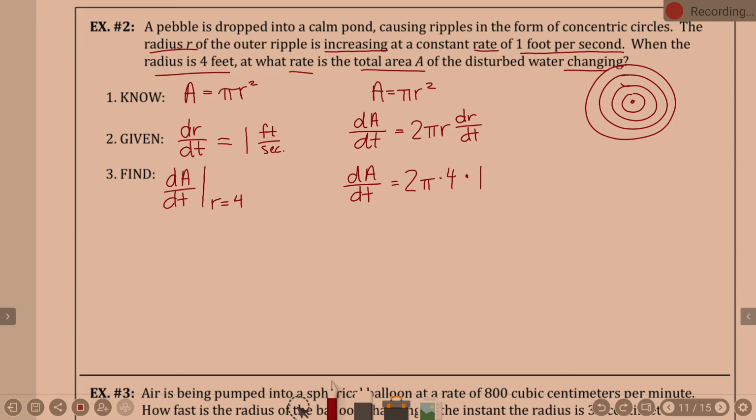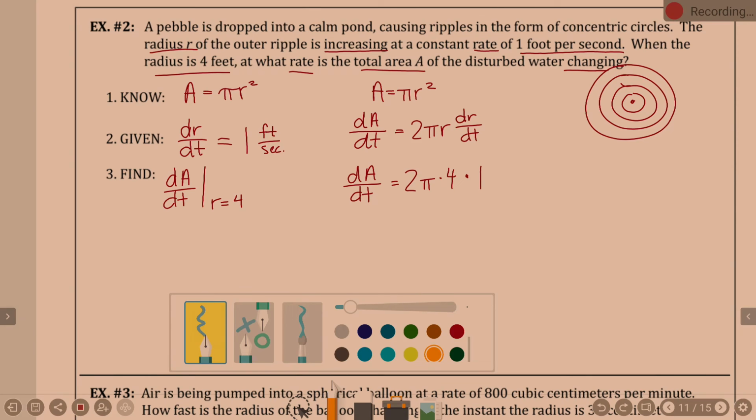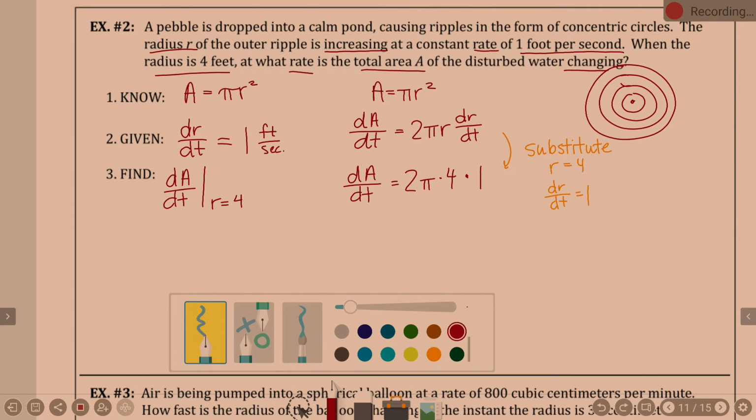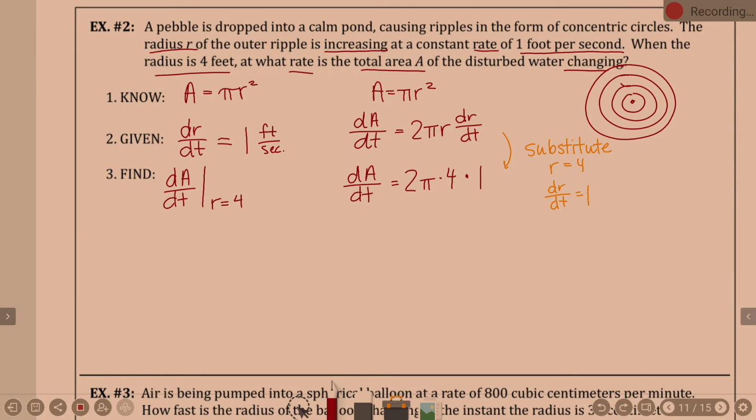Okay, so that step right there, I'm just going to write this up here in case we need it. We are substituting in r equals 4 and dr/dt equals 1. Could you throw the labels in there with them if you wanted to? You could, but I'm not going to worry about it. Maybe I should. Okay, do the math. What do we get?